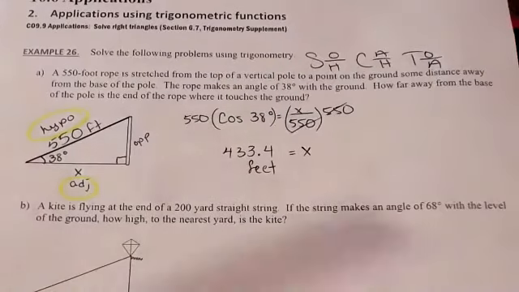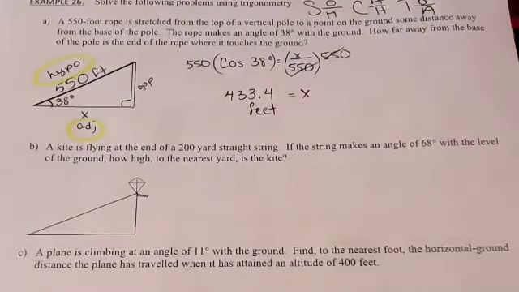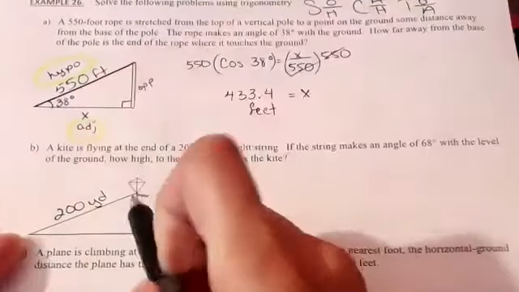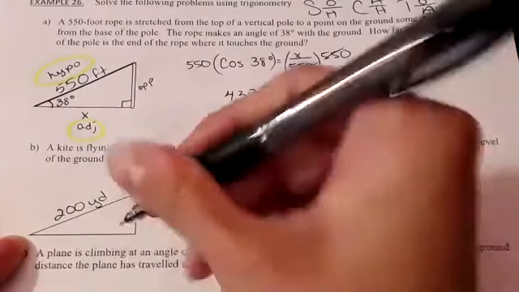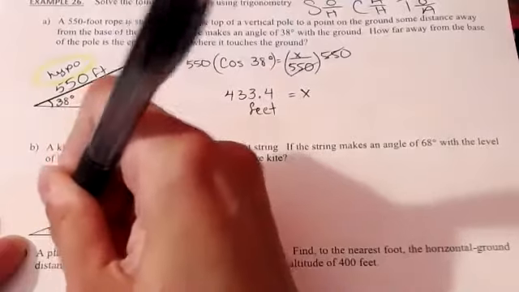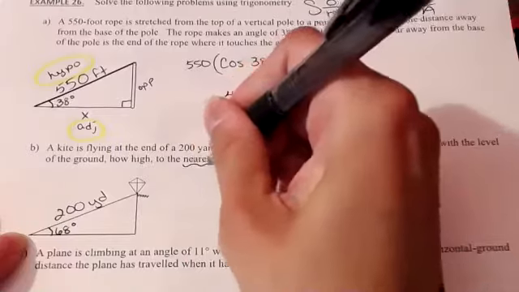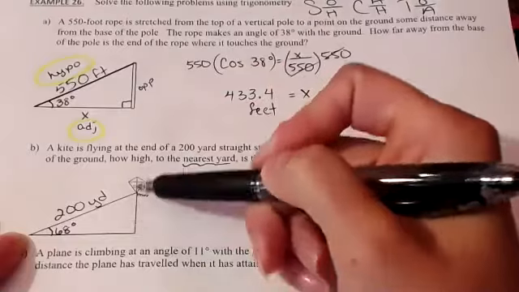And actually, I'll use a highlighter again for this second problem for part B. Let me show you. A kite is flying at the end of a 200-yard straight string. If the string makes an angle of 68 degrees with the level of the ground, here's the 68 degrees, how high to the nearest yard is the kite? So we want to figure out how high above the ground is this kite.